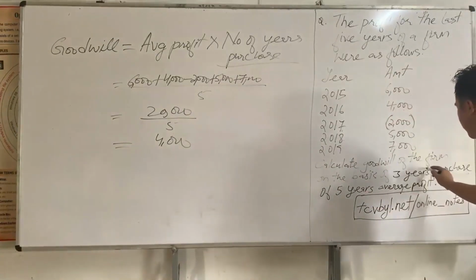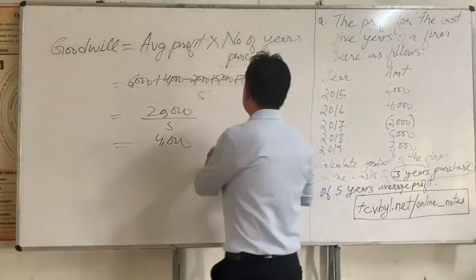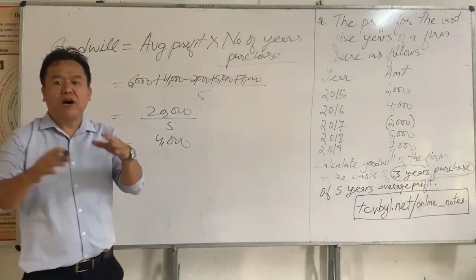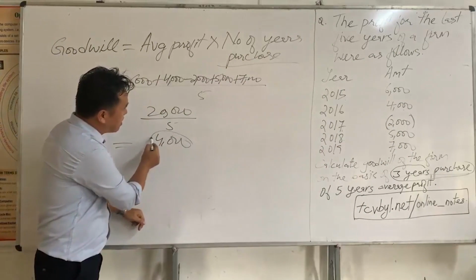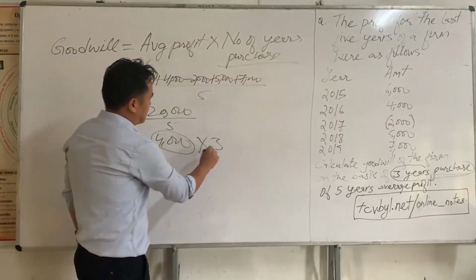So it is given in the question only 3 years purchase. So here, like I said before, number of year purchase means for how many years the firm will earn the same amount of profit. So number of year purchase is 3 years.